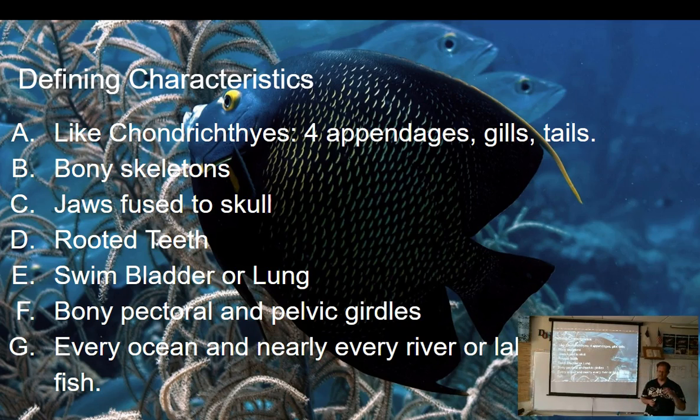Also, Chondrichthyes has jaws that are not fused to the skull. And in a couple of the orders, we talked about the fact that they're actually very loosely held and the jaws kind of wiggle around. For bony fish, not true. Jaws are fused to the skull. So if you dissected a fish, you would find that its jaws and its skull are all one object.